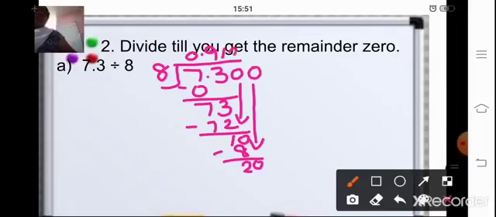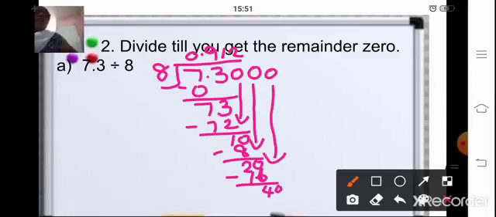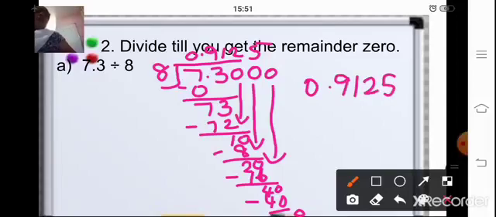20, 8 2s are 16. Now 20 minus 16 is 4. Add one more 0, bringing it down. Now your number is 40. Now 8 5s are 40. Okay, so 40 minus 40 is 0 as the remainder. So your answer is 0.9125. Here no need to verify because your question is just to divide till you get the remainder as 0.